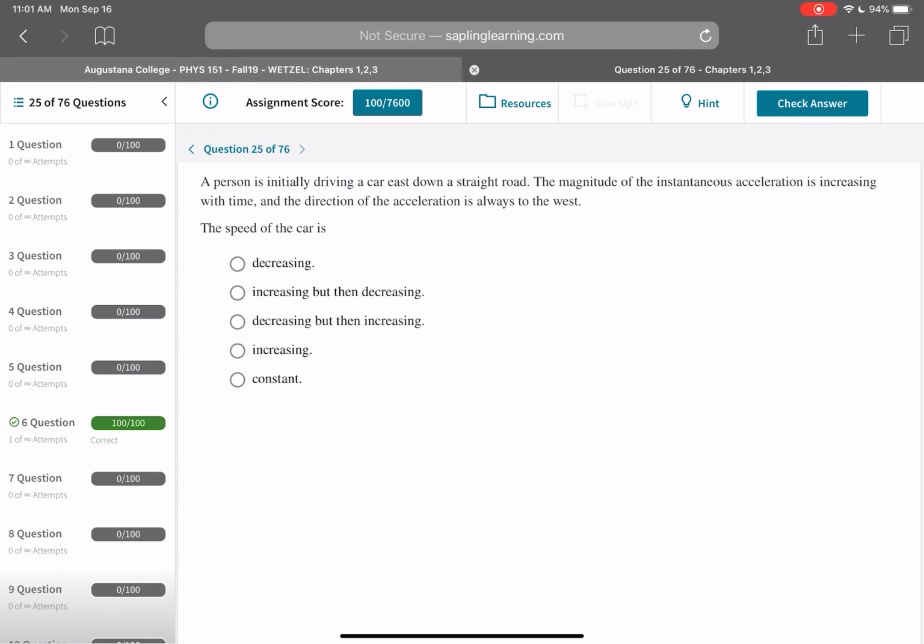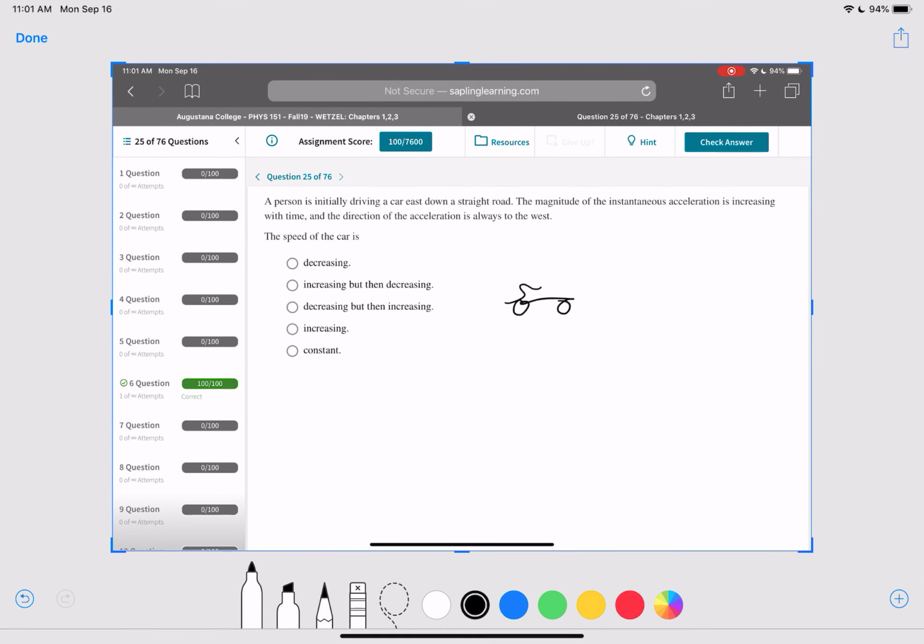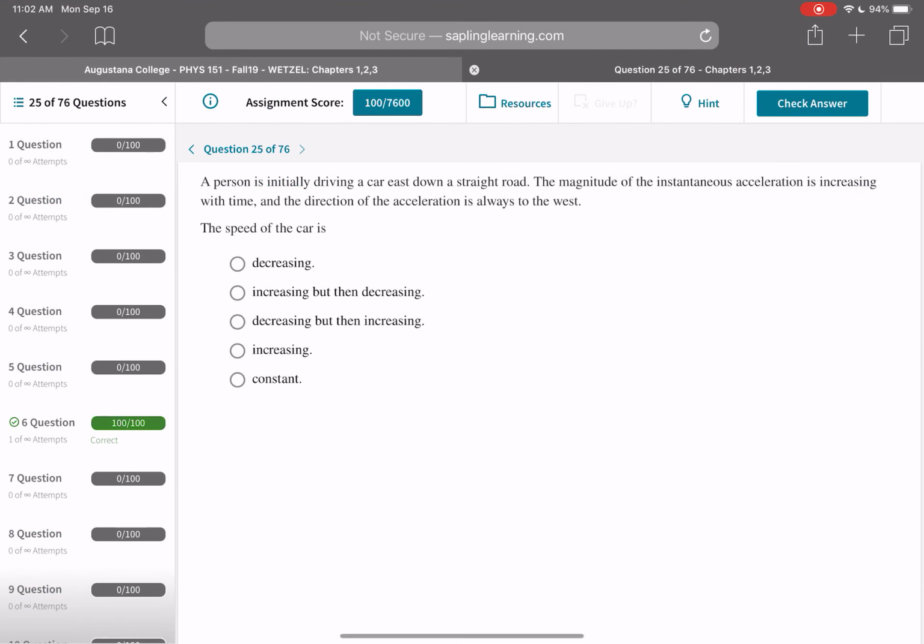Same thing, the car is driving east down the road. The magnitude of the acceleration is increasing with time, but the direction of the acceleration is always to the west. So that means the car is going to decrease. So if we look at it like this, the car is going this way, the acceleration is that way. As time goes on, that velocity vector is going to shrink and decrease, but then the velocity vector is going to start getting bigger. Okay, so you're going to slow down, turn around, and start going the opposite direction.